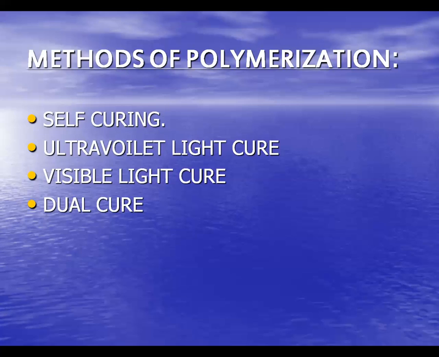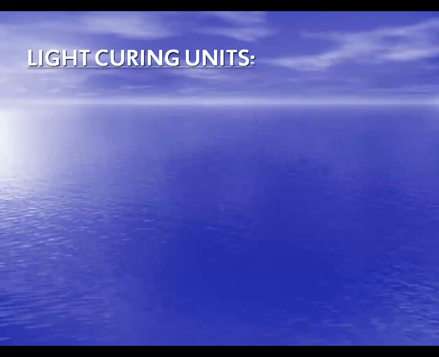So then they developed the ultraviolet light cures and visible light cures. And the last one is dual cure. Dual cure means the polymerization takes place by two methods, chemical polymerization and light activated polymerization. Both methods of polymerization are there. We use these dual cure resins when we have to cement a post or cement a crown.